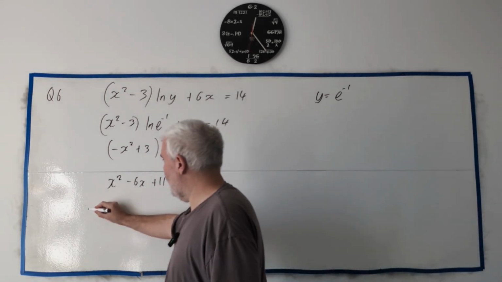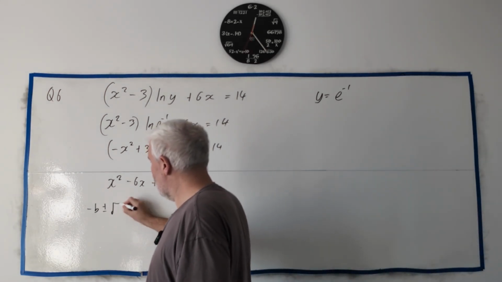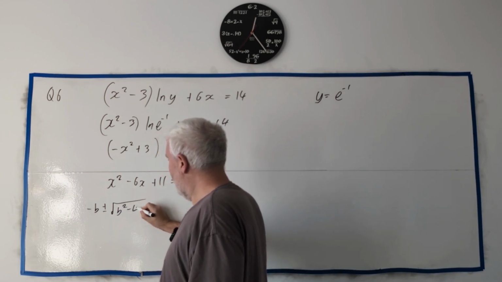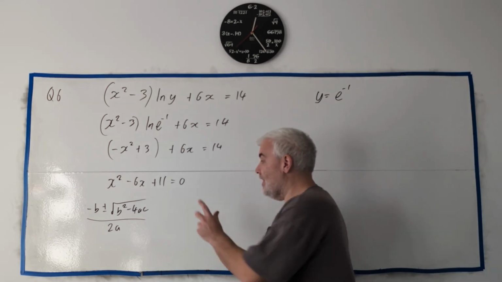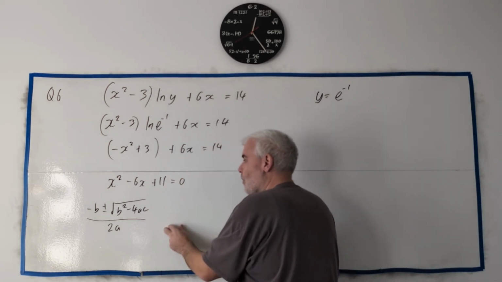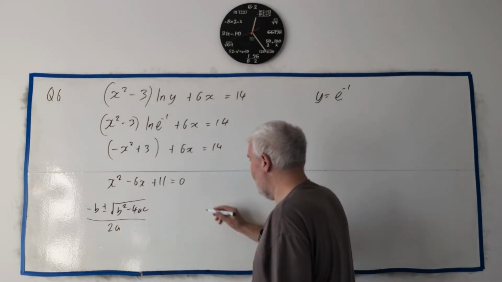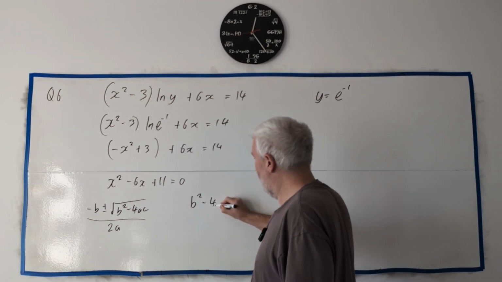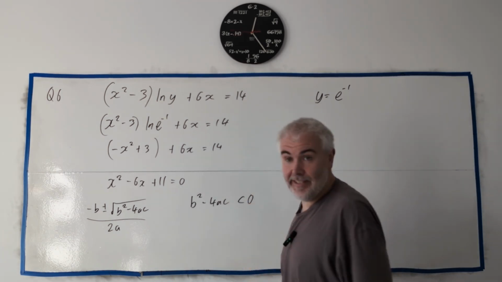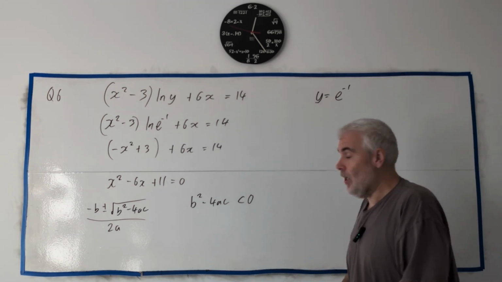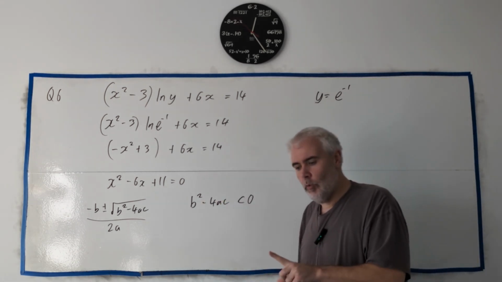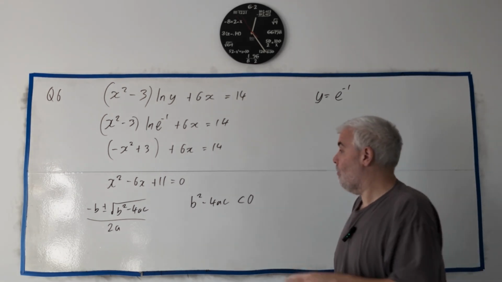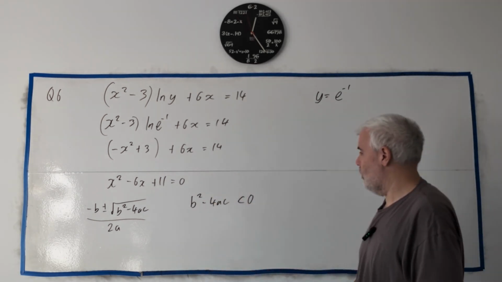Hopefully you're remembering minus b plus or minus the square root of b squared minus 4ac, over 2a. You don't need all of that. The answer is impossible when what's inside the square root, b squared minus 4ac, is less than 0. That's what you need to remember. When this is less than 0, impossible. Equals 0, only one answer. Greater than 0, there are two answers. That's what we have learned.